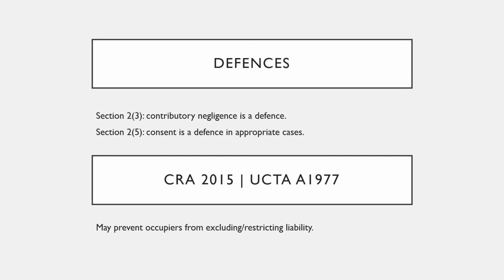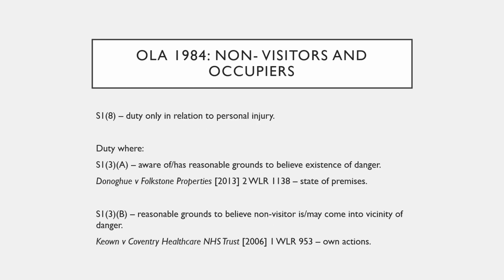With occupiers' liability, there are 2 defences. You can use contributory negligence and also consent. A lot of the times, occupiers try to exclude or restrict liability where they shouldn't, or it's unreasonable to do so. You can use the Consumer Rights Act or the Unfair Contract Terms Act in order to fight against these, and it's such as in cases of death and severe personal injury, you cannot exclude liability for that, and that's clear using these acts. We can then look at the 1984 Act.